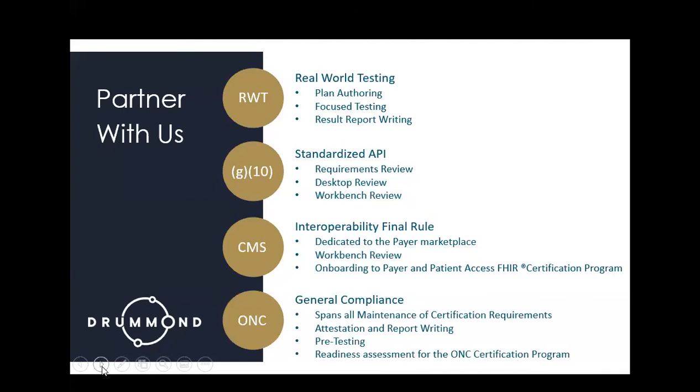Also, as mentioned at the beginning of the presentation, if you need assistance with general compliance as it relates to ONC, or assistance with attestation and report writing. The standard: I just need some pre-testing. I just need to run my system through the process and get a pass-fail acknowledgement and feedback from the Drummond Group. We still offer that, along with any of the assessments for preparing for ONC certification.